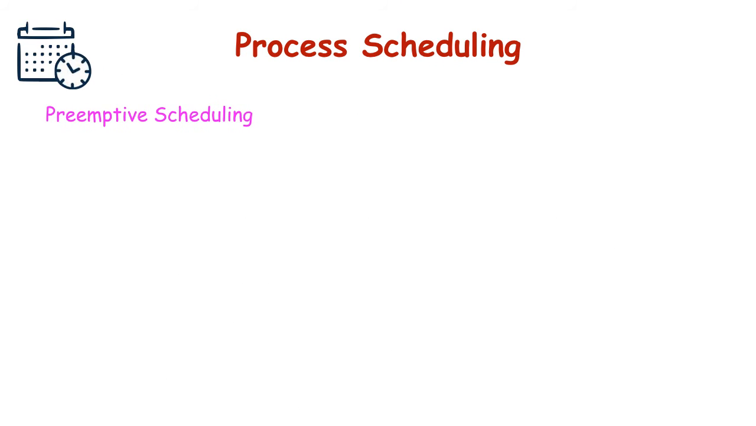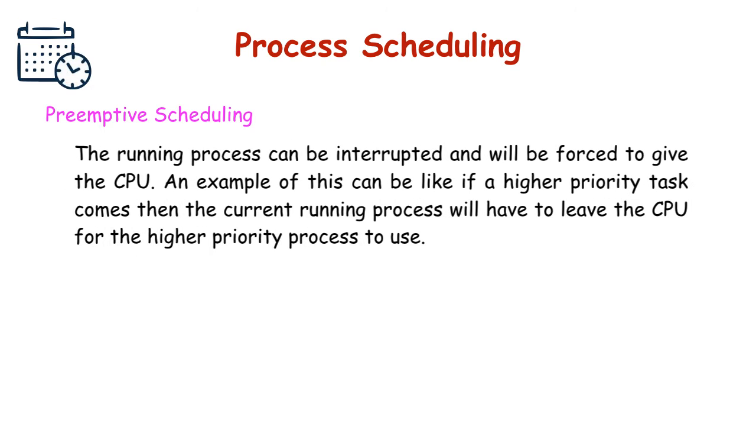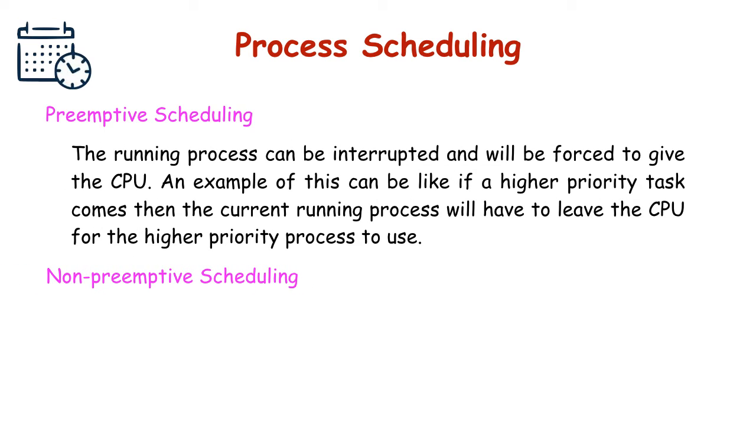There are two types of scheduling, preemptive and non-preemptive. In preemptive scheduling, the process can be interrupted and will be forced to give up the CPU. An example of this is if a higher priority task comes, then the current process will have to leave the CPU for the higher priority task to execute.